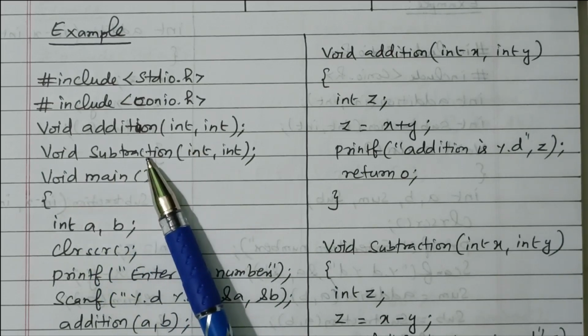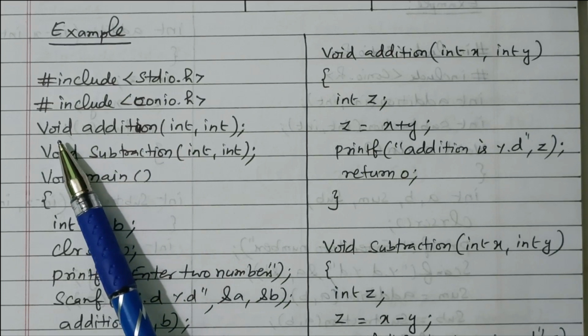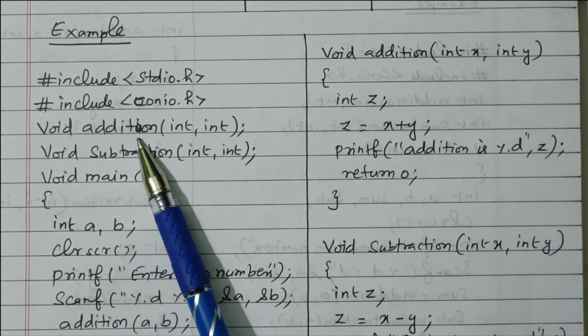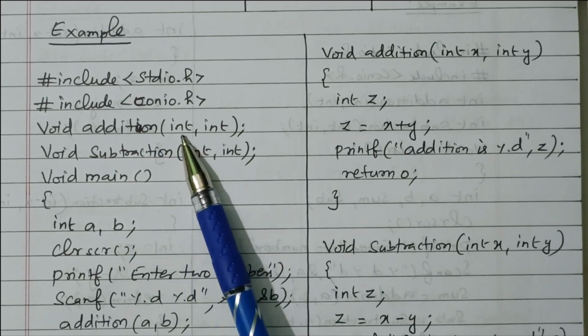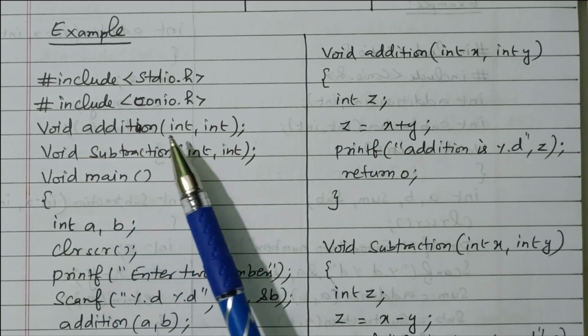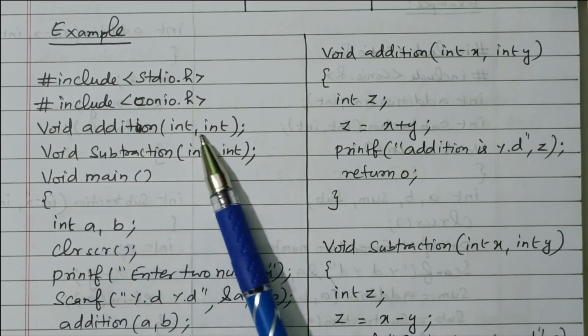We are declaring the function. Declaring means specifying whether it is void, that is, it does not return any value, what the function name is, and what parameters are available. So function return type, function name, parameters: this is called a function declaration.